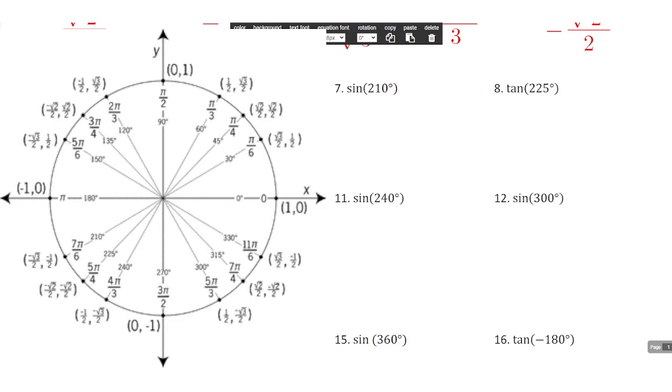Number 7, sine of 210 degrees. 210 degrees, we can see that in quadrant 3, and sine is referring to the y coordinate there, so negative 1/2 would be our answer.